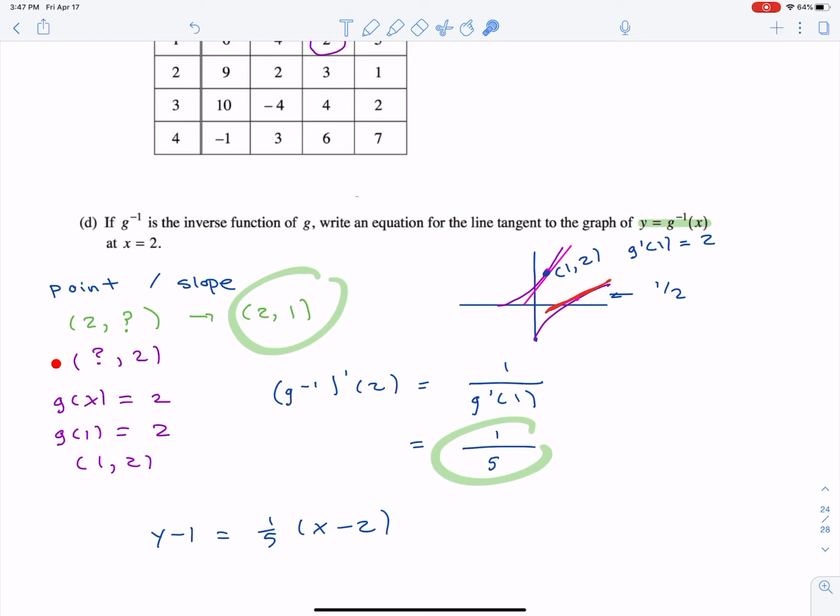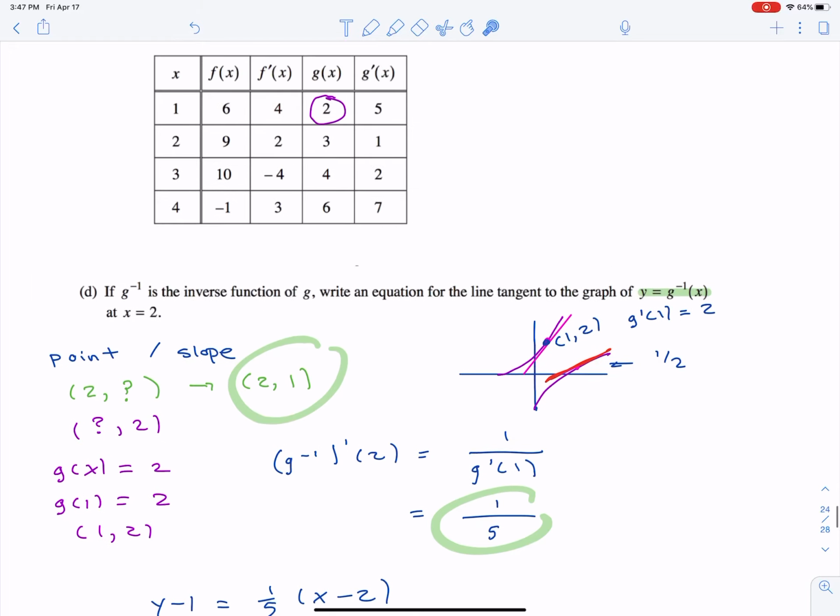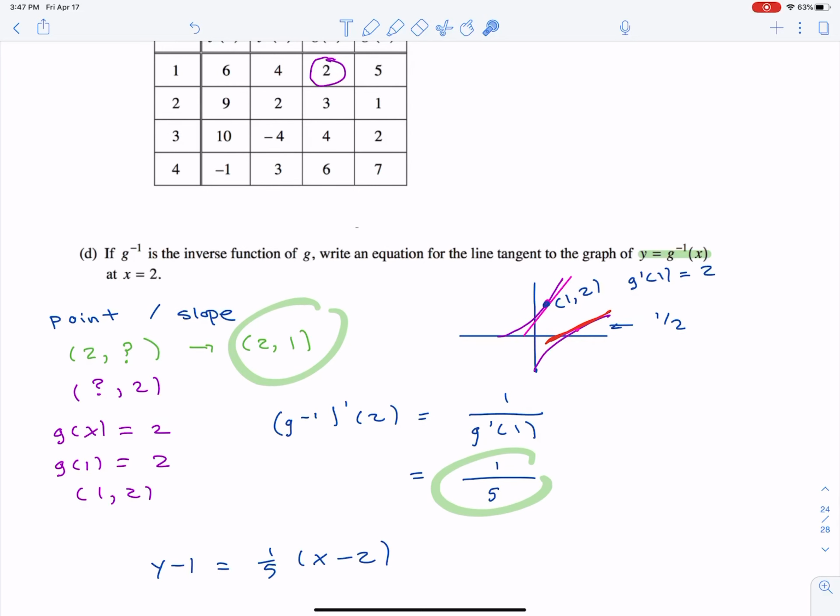So then I said, where does G equal 2? And I went to my table and I said, right here, it equals 2. Where is that? Oh, at 1. So now I know that G passes through the point (1, 2), which means the inverse has to pass through the point (2, 1). That's how I found my point. And then for the inverse function, I found the slope of the pink line, and then I took the reciprocal of it to find the slope of the red line. And then finally wrote it as a line.